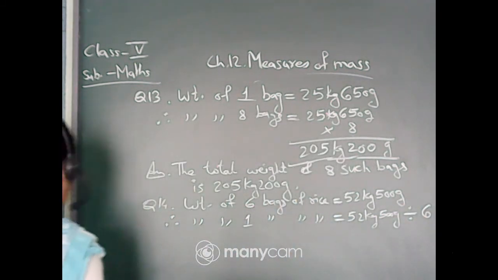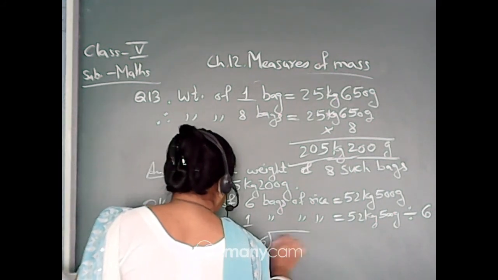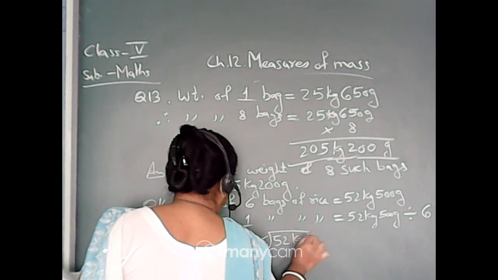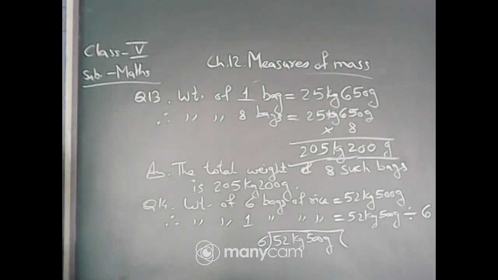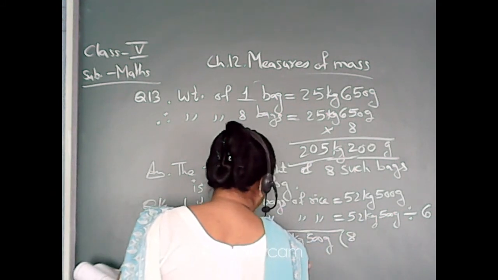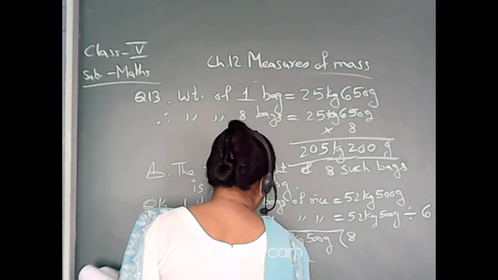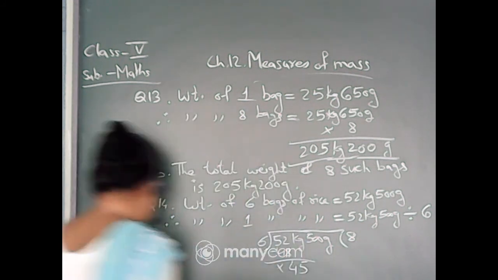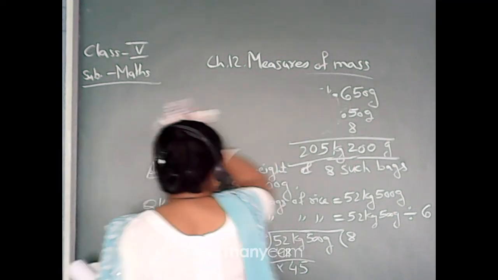Divided by 6. Okay, so 6 outside and 52 kg and 500 gram inside. So let us divide this one. 6 eights are 48. Subtraction 8, 9, 10, 11, 12, 4. This 5 will come down. 6 sevens are 42. The division is not properly visible, so I am writing it again.